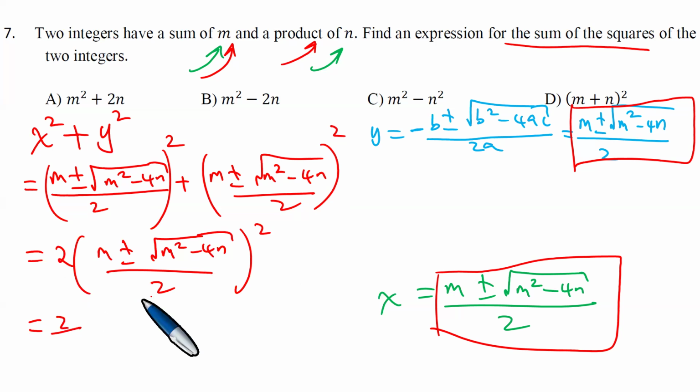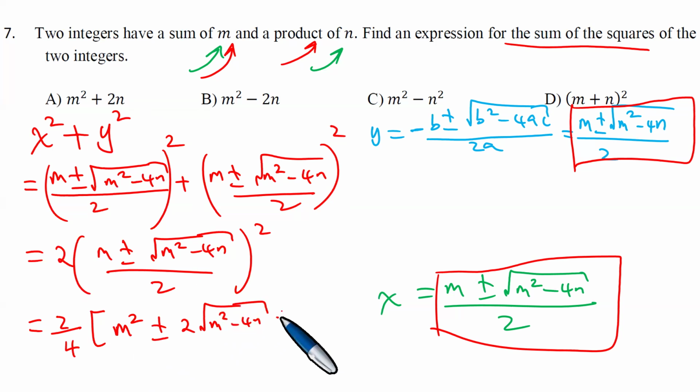It's 2 over, what is the 2 squared? It's a 4. You square the m. You have the square root, and then you have plus. You square this, which becomes m squared minus 4n, like this. Okay? So this will be the expression for the sum of the squares of the two integers. All right. So this must be exactly what we're getting.